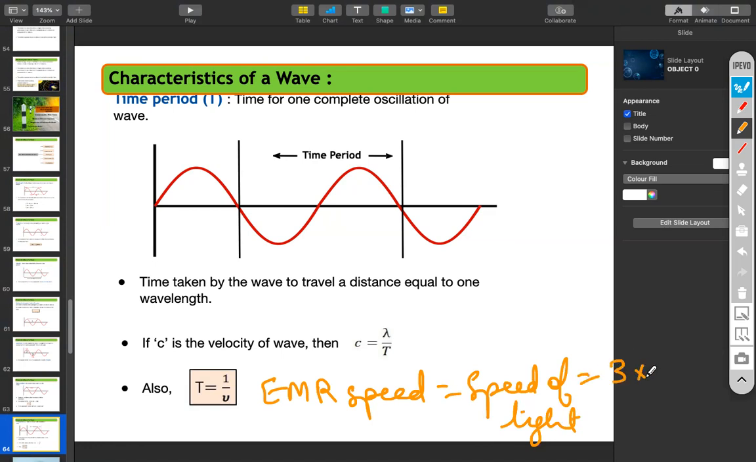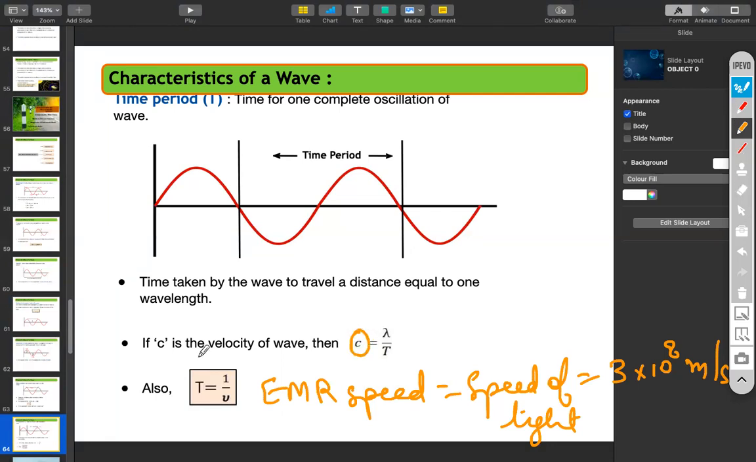And that is 3 into 10 power 8 meter per second. Got it? So C is equals to lambda T. Now this is an interesting formula again. Velocity of wave. Guys, please see a very interesting formula.